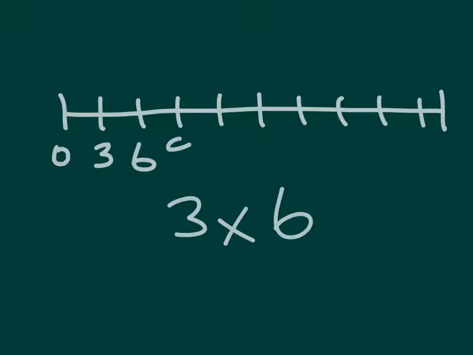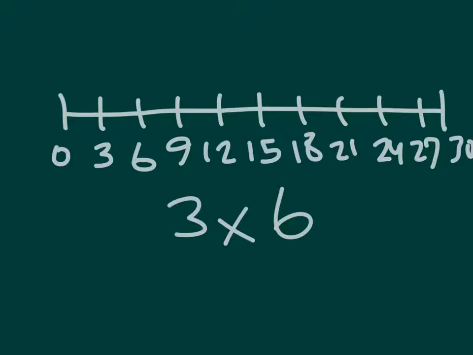This is a number line. And number lines are helpful as well when you multiply. Let's say you want to find 3 times 6. Well, on a number line starting at 0, I would go up by 3s. 3, 6, 9, 12, 15, 18, 21, 24, 27, 30.